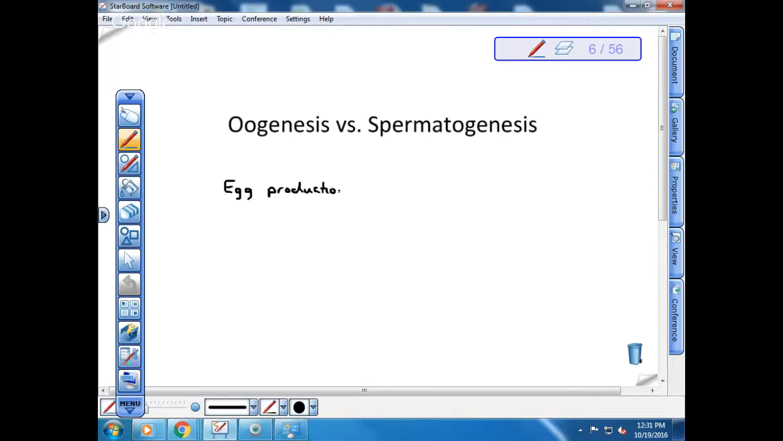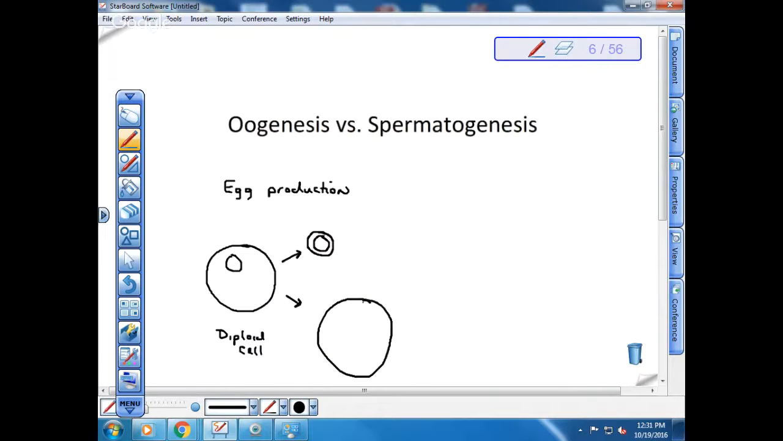And something really interesting happens during egg production. So we have a diploid cell that is going to undergo meiosis. So this is a diploid cell, and so it is going to divide. Now, something happens where one of the nuclei that are produced gets just a tiny bit of cytoplasm, and the other cell gets almost all the cytoplasm, okay? So notice that we now have what is called unequal cytokinesis. So this is like in meiosis 1.